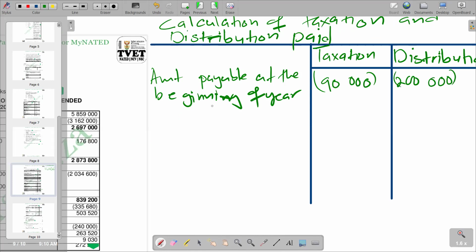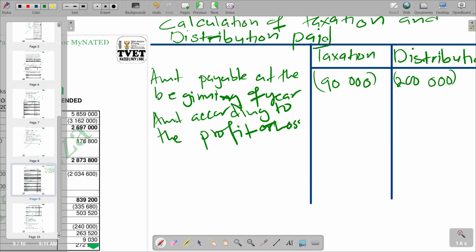Then from there, we are now putting the amounts according to the statement of profit or loss. So for amounts according to the profit or loss, we are just going to refer back again and try to see what figures we are given.